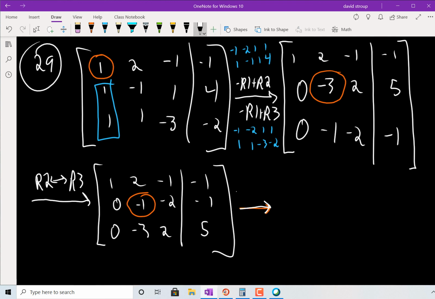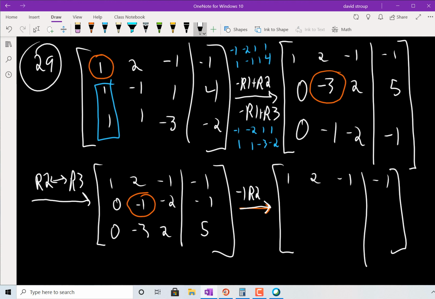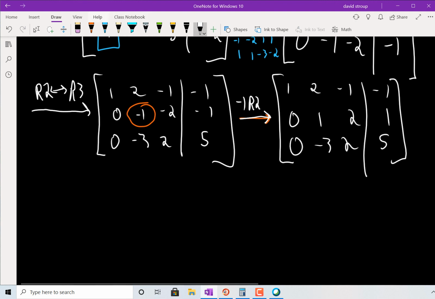Multiply negative 1 times row 2. Get 1, 2, negative 1, negative 1, and 0, 1, 2, 1, and then 0, negative 3, 2, 5. And then we have to get the 0 below the pivot position. Okay, so again, we need a 0 right here. All we have to do is multiply 3 times row 2 and add it to row 3.